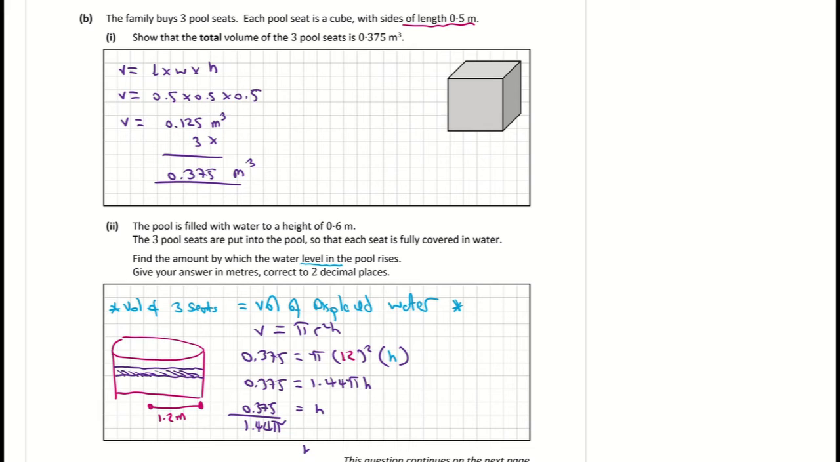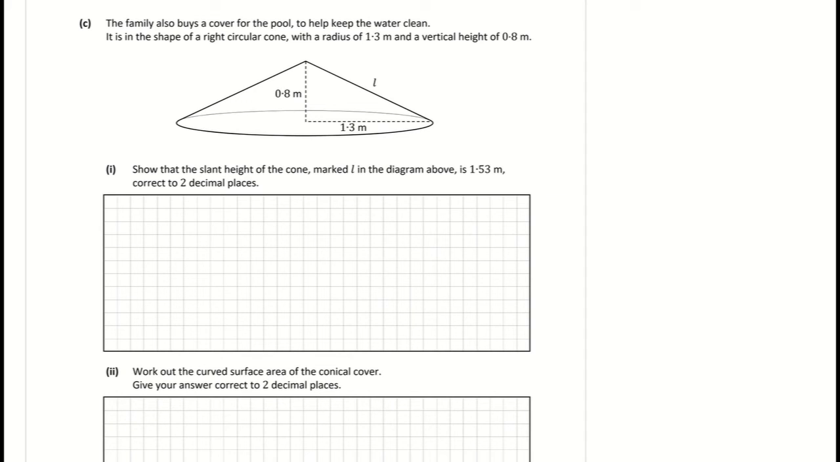And that is giving me a height of 0.083. The question wants it to 2 decimals, so therefore h is equal to 0.08 meters. Part C1. Show that the slant height of the cone marked L in the diagram above is 1.53 meters corrected to 2 decimal places. So they basically want you to show that that line in red is 1.53.